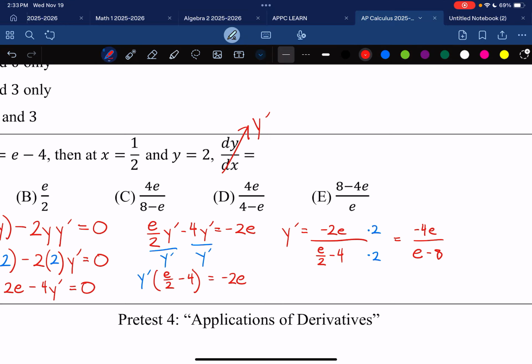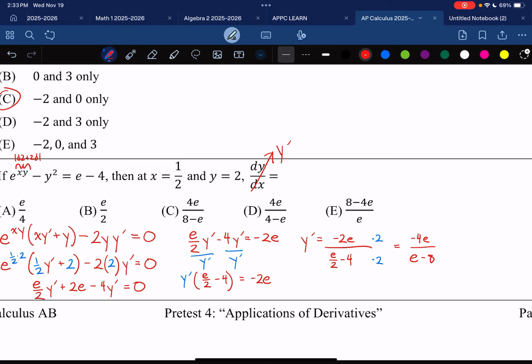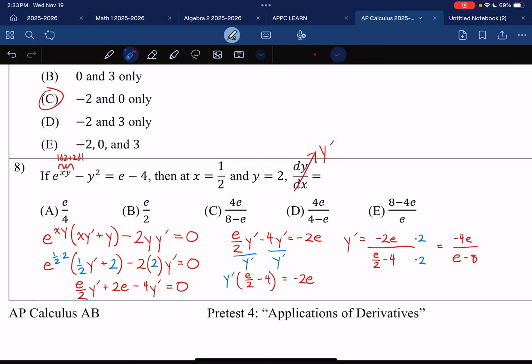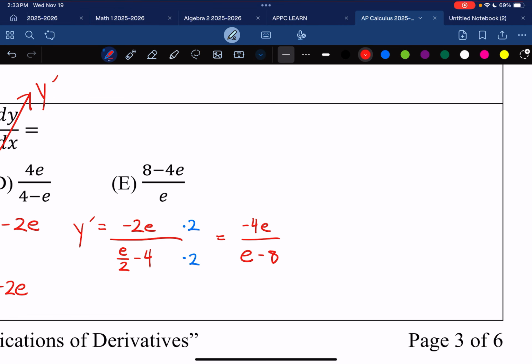Let's look for it. I am not seeing a negative out in front or in the top, which means we have to do yet another step. If that doesn't work, you can always multiply the top and bottom by a negative 1. So times a negative 1, times a negative 1. And now I have a positive 4e in the numerator and a negative e plus 8 in the denominator.